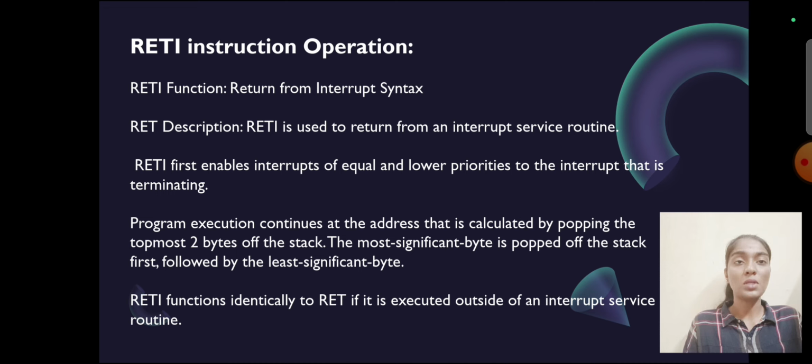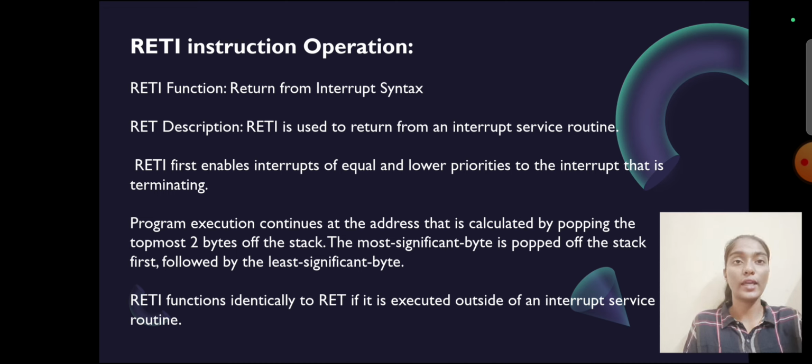RETI first enables interrupts of equal and lower priorities to the interrupt that is terminating. Program execution continues at the address that is calculated by popping the topmost 2 bytes of the stack. The most significant byte is popped off the stack first, followed by the least significant byte. RETI functions identically to RET if it is executed outside of an interrupt service routine.